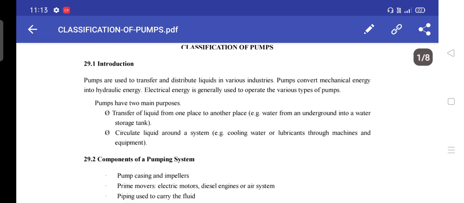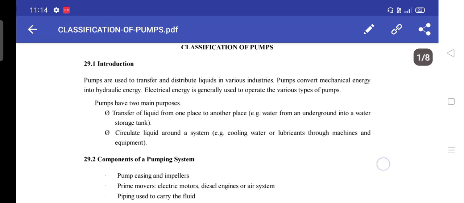Pumps have two main purposes: transfer of liquid from one place to another, for example water from underground into a water storage tank; and circulate liquid around the system, that is, cooling water or lubricants through machines and equipment.